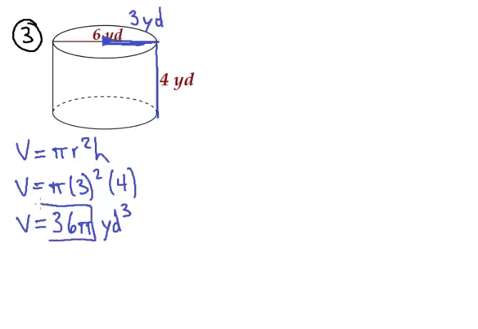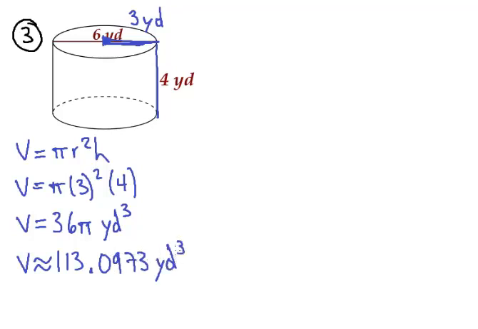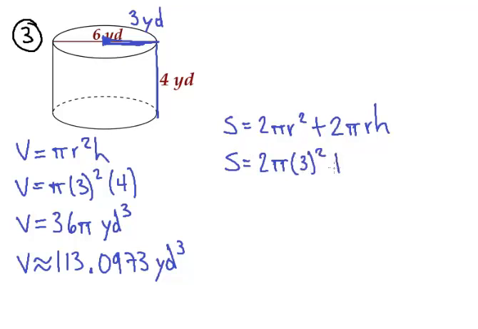Then you put this in your calculator, and you would get the approximated answer, which is 113.0973 cubic yards. And that's it. That's the volume. Now let's find the surface. Well, surface equals 2 pi r squared plus 2 pi r h. Surface equals 2 pi, not the 6, but 3 squared plus 2 pi times 3 times 4.